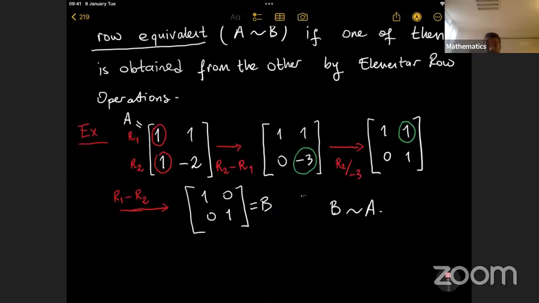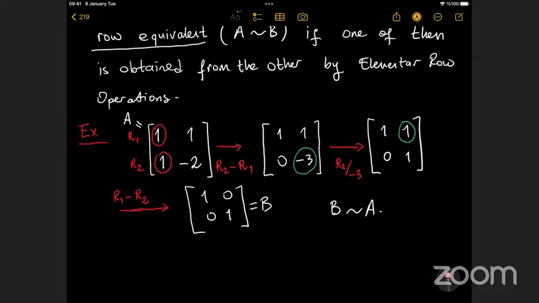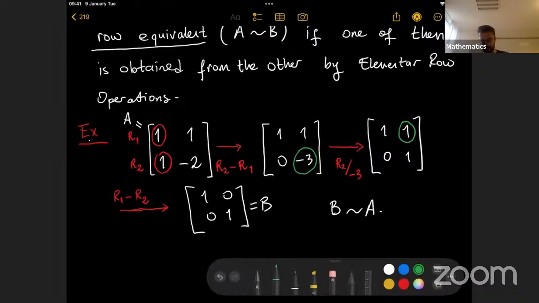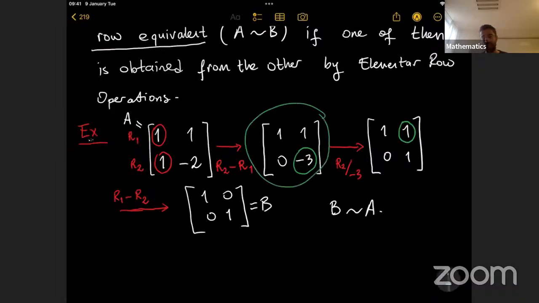Any other question? So if we get one matrix from another using some operations, we say that this is row equivalent? Yeah. So here, all the matrices are row equivalent to each other, okay, in this sequence. For instance, this one is also row equivalent to A.